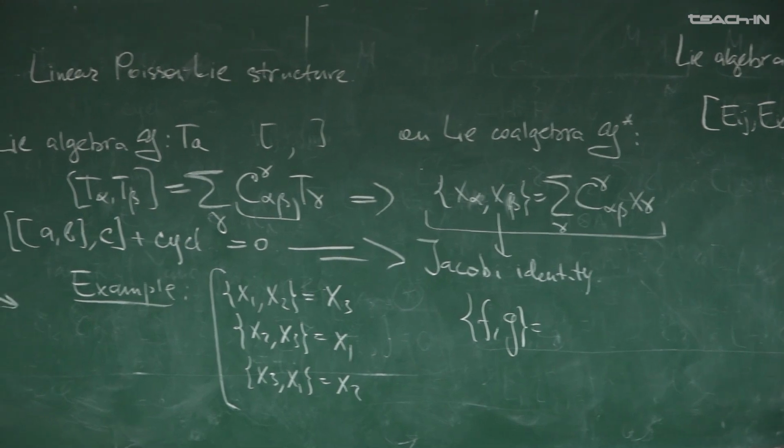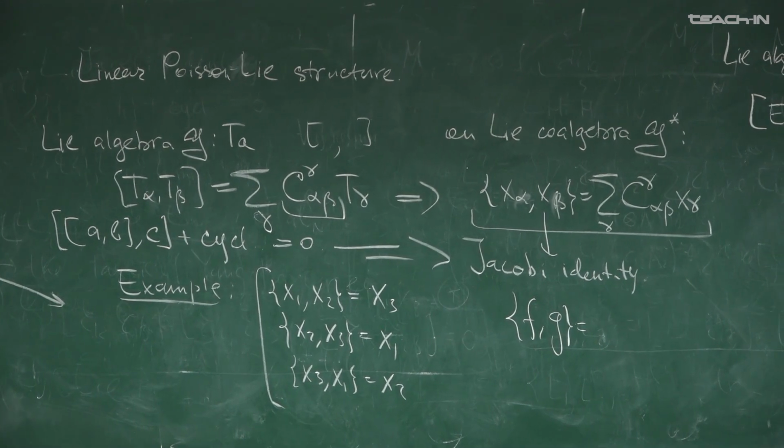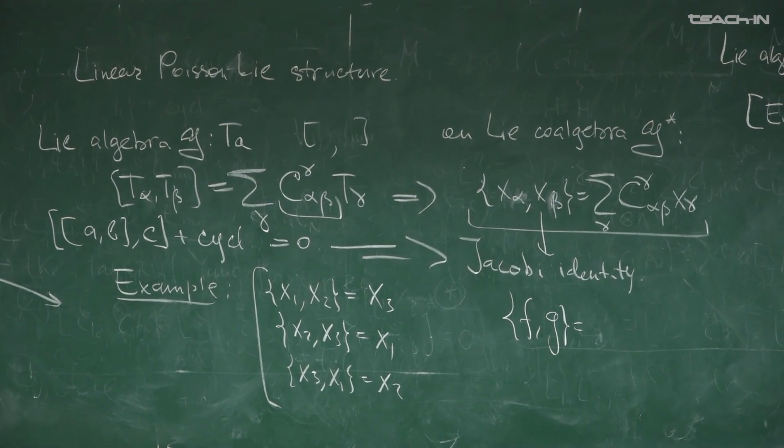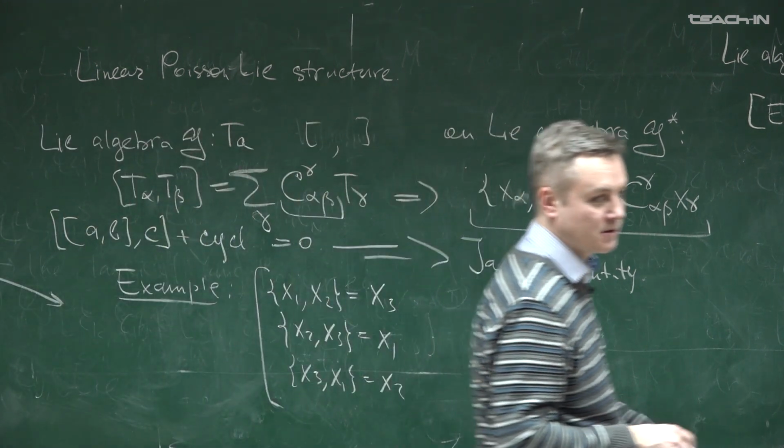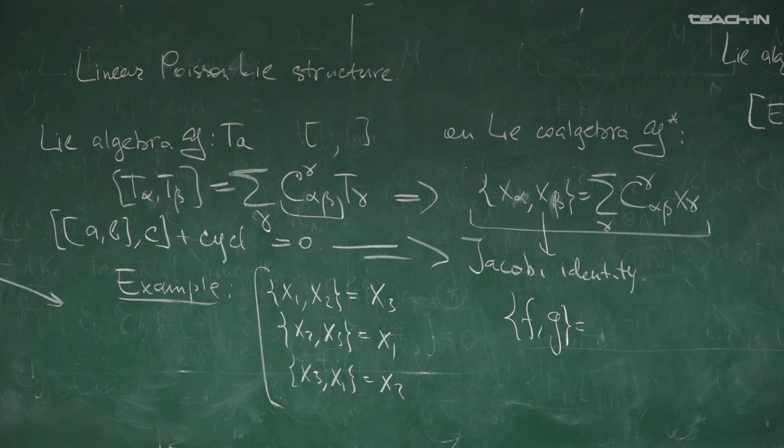Because here we don't have functions. There is no sense in the definition of a function of an element of a Lie algebra without saying something additional. For example, if you want to consider the universal enveloping algebra of a Lie algebra, then you may define some polynomial function of elements of the Lie algebra. So you should say something additional in order to define it.